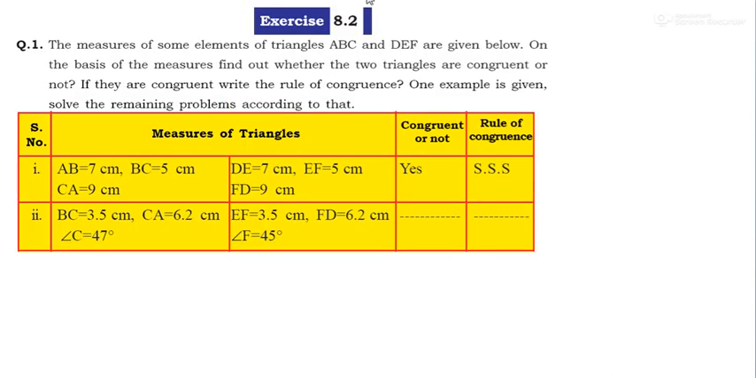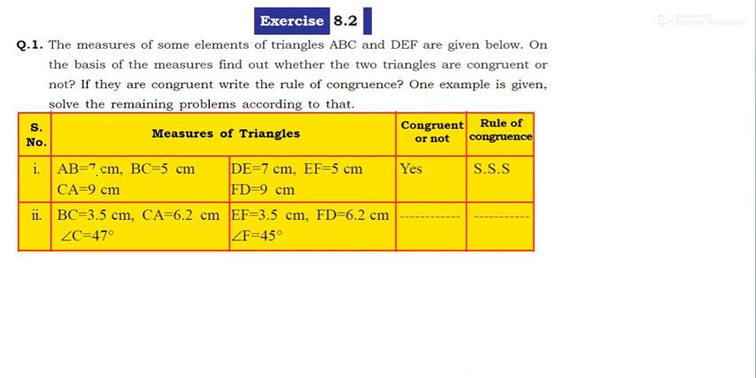Now come to exercise 8.2. The measures of some elements of triangles ABC and DEF are given below. On the basis of their measurements, find out whether the triangles are congruent or not. If they are congruent, write the rule of congruency. One example is given here.